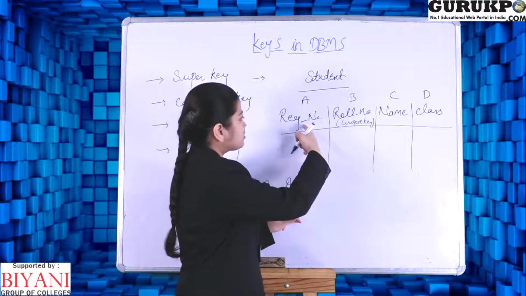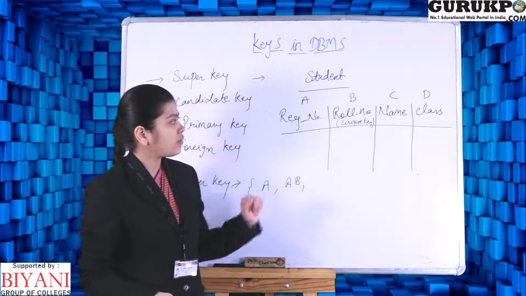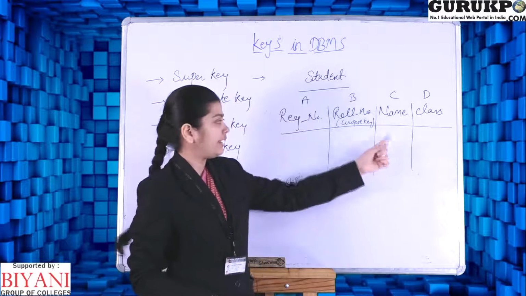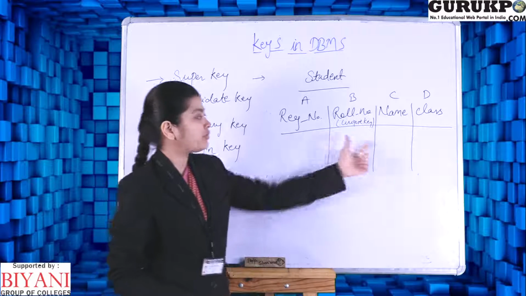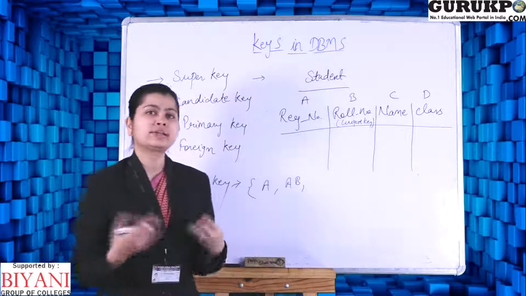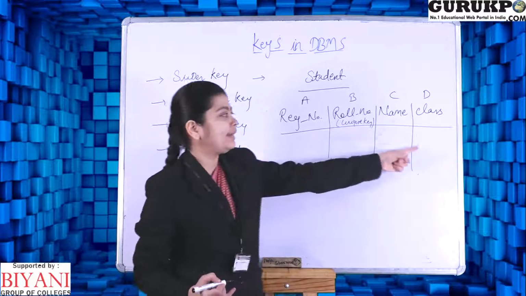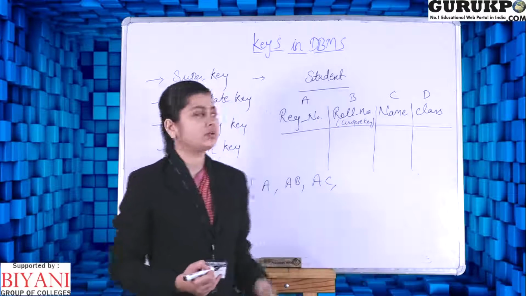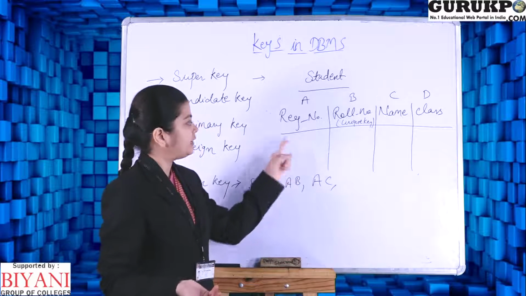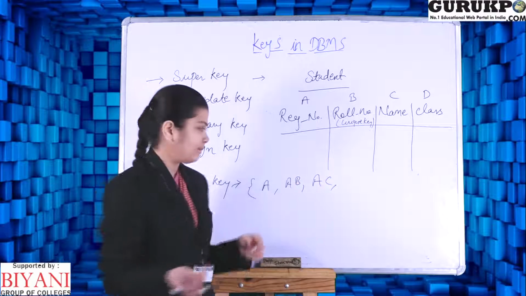Also A and C uniquely identify the records of our table, because the name can be repeated, but the registration number of every student is different. So registration number and name together is a super key. We also take A and D, registration number and class, because the class may be the same for some students, but the registration number of every student is different.